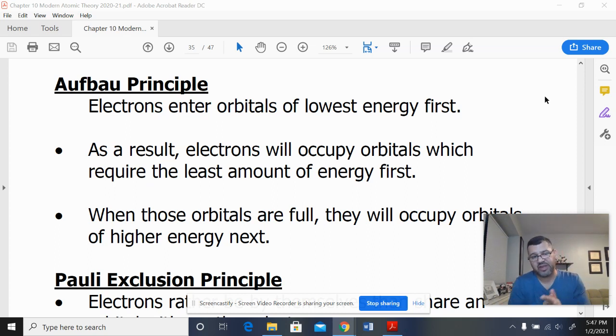So the first one is called the Aufbau principle. And all these principles are named after the people who came up with them. So Aufbau is a principle that states that when electrons go into orbitals, they go into orbitals of the lowest energy first. And when those are full, they go to the next one. And when those are full, they go to the next one. It's like putting water into a glass. It fills the bottom, and then when that gets full, it goes to the next level, the next level, the next level. So the Aufbau principle is pretty straightforward.